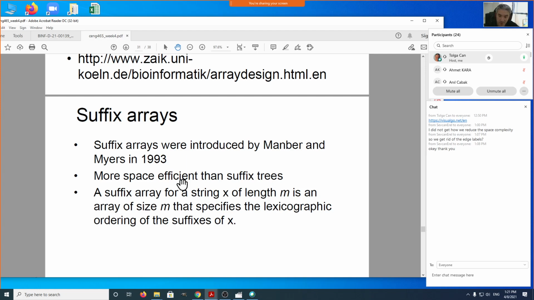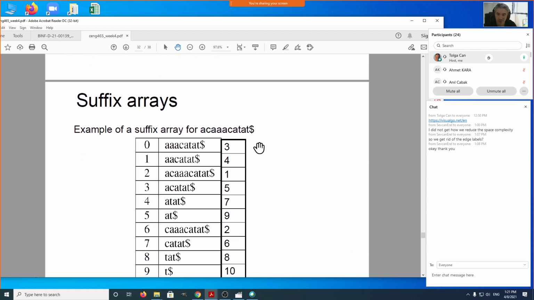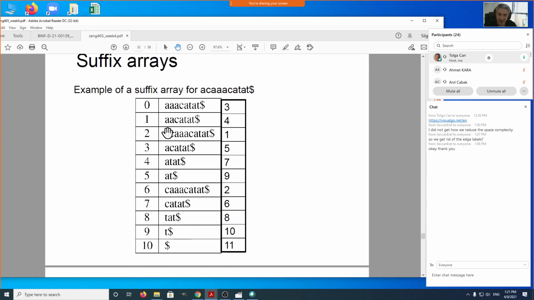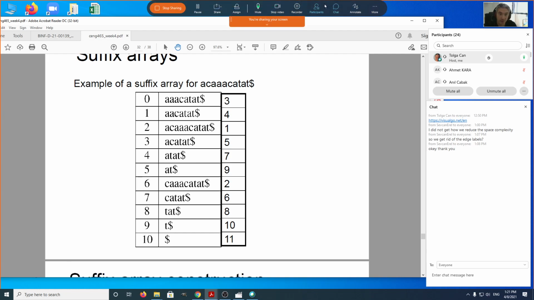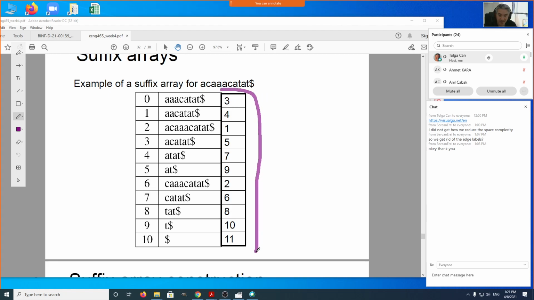A suffix array of a string x of length m is basically an array of m integers. We just store a single integer per suffix. And the array will be sorted with respect to the lexicographic order of those suffixes. Here's an example. Look at this suffix array. The middle part shown on this slide is only for visualization purposes. The actual suffix array is this.